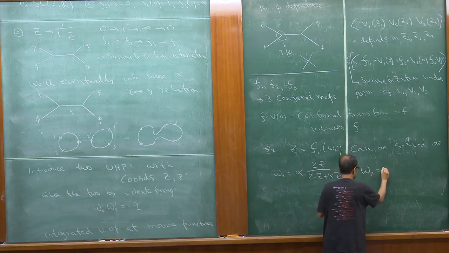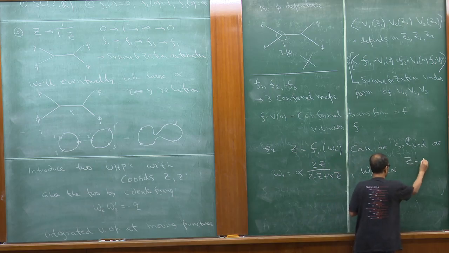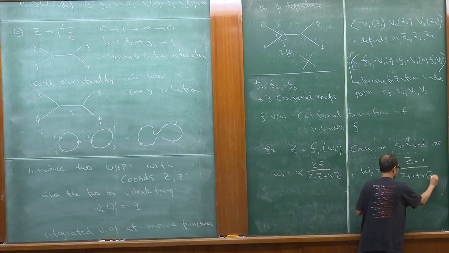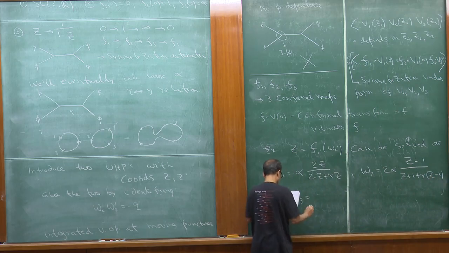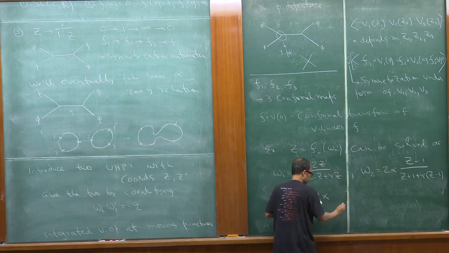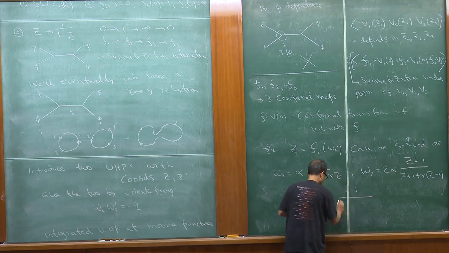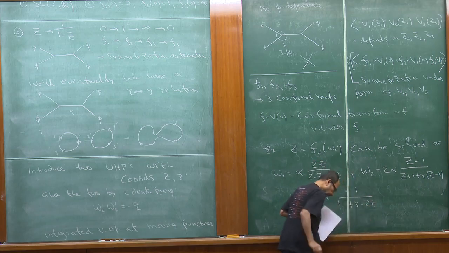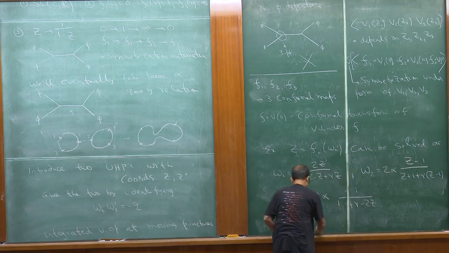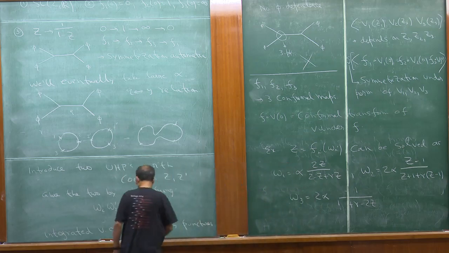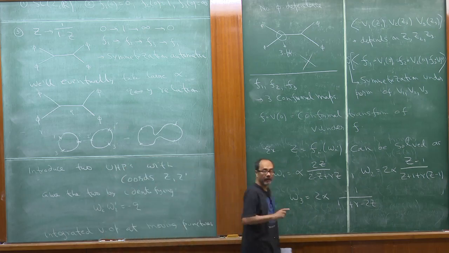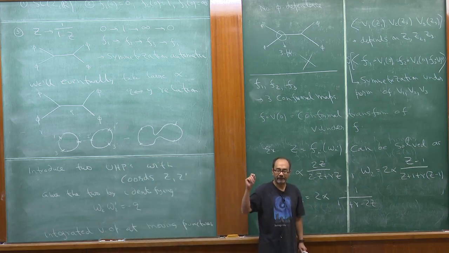W2 is equal to 2 alpha times z minus 1 over z plus 1 plus gamma times z minus 1, and W3 equal to 2 alpha times 1 over 1 plus gamma minus 2z. This is just by inverting these relations. Alpha and gamma were the two parameters in the conformal maps, F1, F2 and F3.